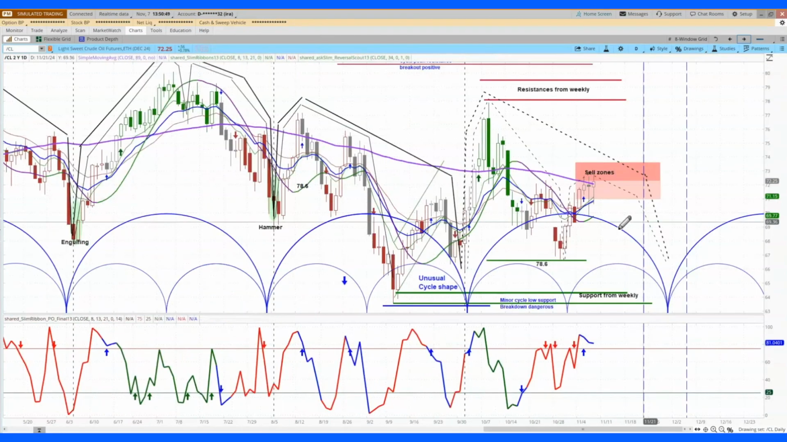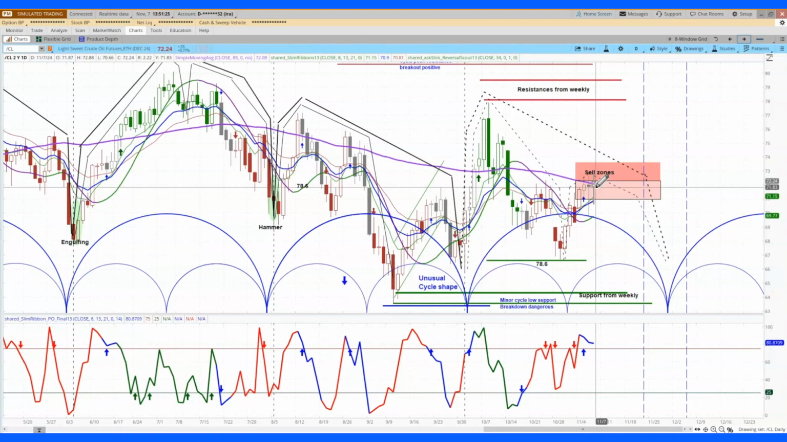Here we have a dominant cycle that is 42 bars in length, and it is further divided into minor half cycles. Here is our minor cycle low and the move up into the resistance zone. So we're getting into the peaking phase of this second minor half cycle. Momentum has turned positive with the reversal scout, and the slim ribbon has improved from negative to neutral.